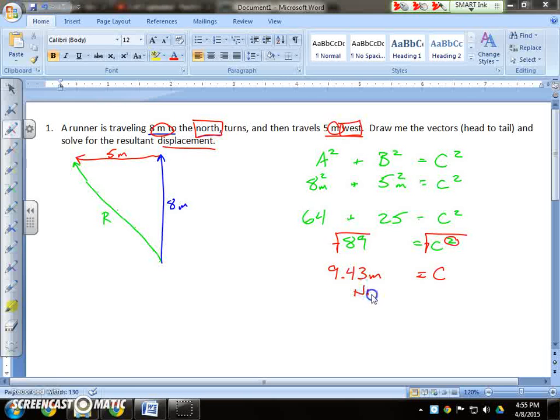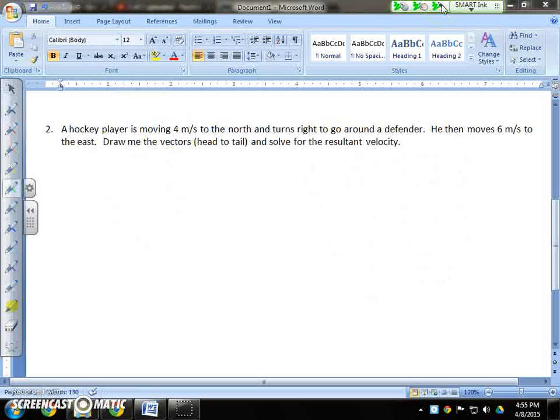Okay, so north, west. Our second example is going to revolve around things that are foreign to you southern children. Hockey, and that's because there's a whole lot of ice, and well, let's be honest, if it freezes down here, things shut down. In either case, our hockey player is moving 4 meters per second to the north, and then turns right to go around a defender. So we're going to start off with 4 meters per second here. 4 meters per second, and then he's going to move 6 meters per second to the east.